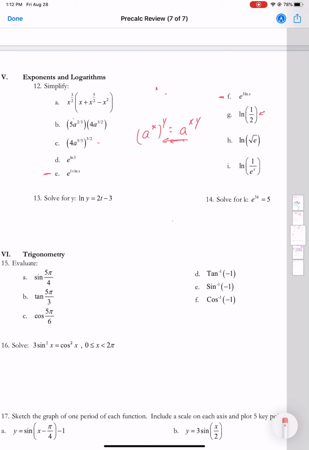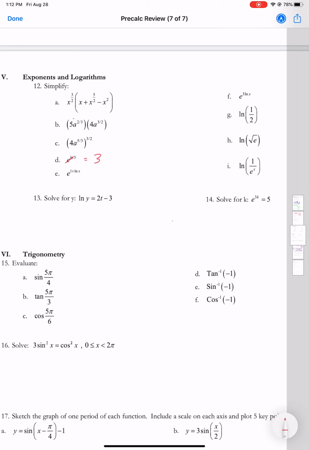So in part D, the e to the power of the natural log of 3. Well, the cool thing about e and natural log is that they are inverses of each other. So anytime we see them together, they're actually going to cancel each other out. So in this problem, e to the power natural log of 3, that's just equal to 3 because e and natural log are inverses. They wipe each other out. So that one's pretty easy.